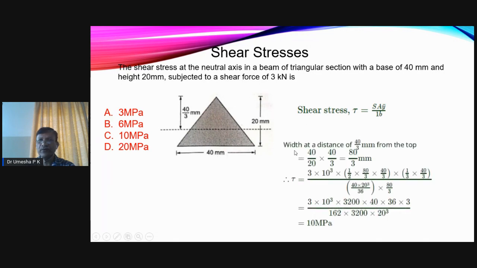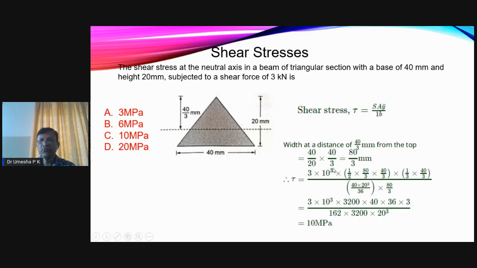So the width at the distance 40 by 3 mm from the top, you can calculate from the similar triangles. So what is the width? We calculate here 80 by 3 mm. Once you know the width, we have to calculate the area.